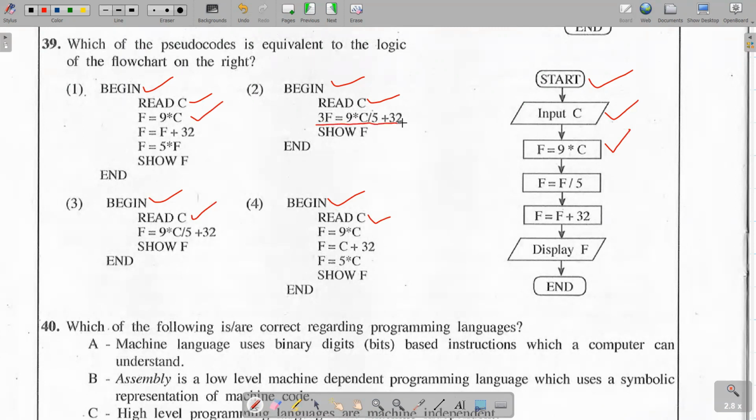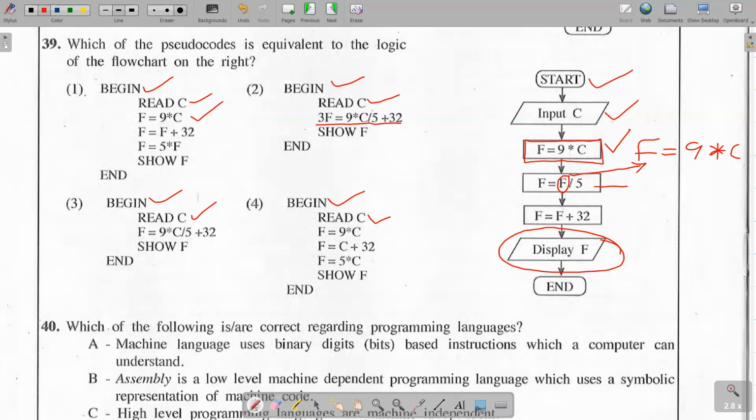We can't say it is wrong without checking what the equation is going to do to the F, because at the end they are trying to output the F. So if the particular F can be given using that particular formula as well, then the algorithm must be taken as the correct one. So this says 3F equals 9 into C divided by 5 plus 32. If you think about the flowchart, first F is defined as 9 into C. So that means here F is 9 into C. And then it says F equals F divided by 5. This F means it is this particular one.